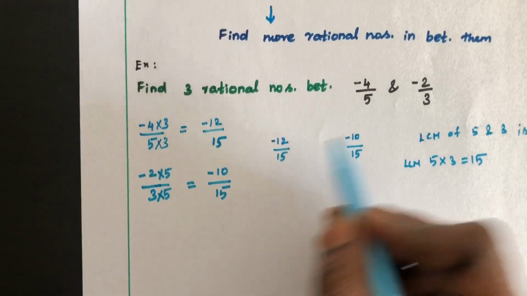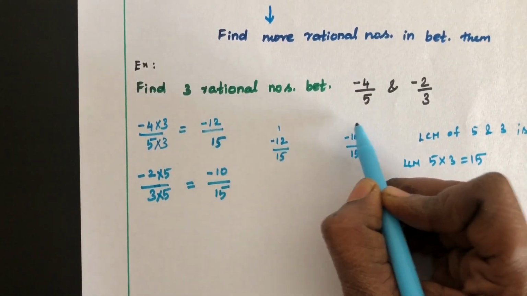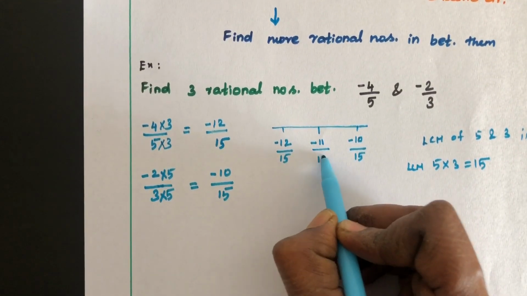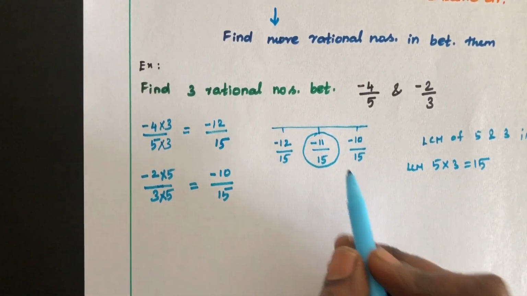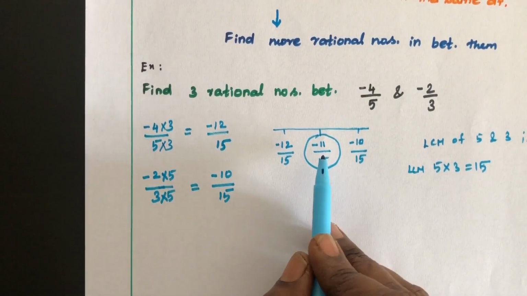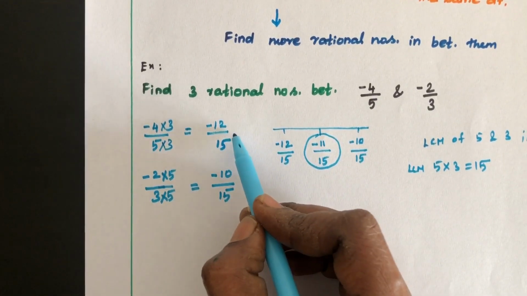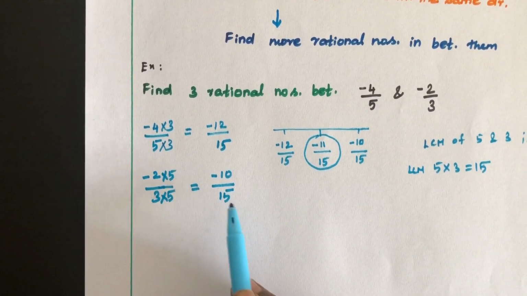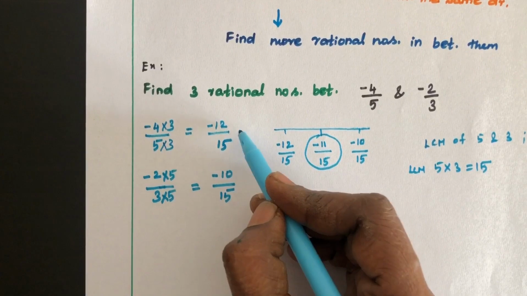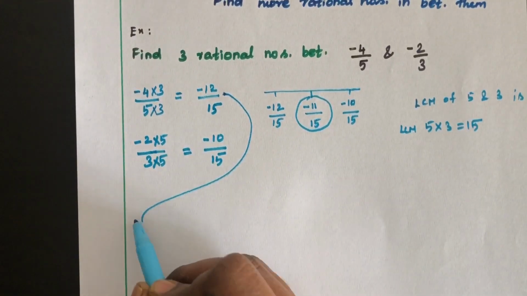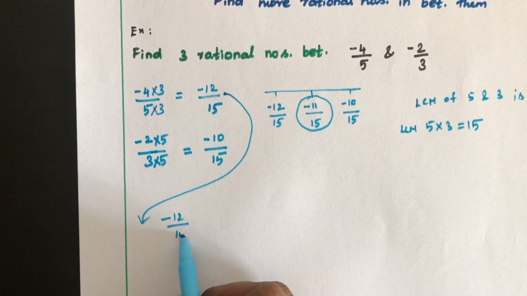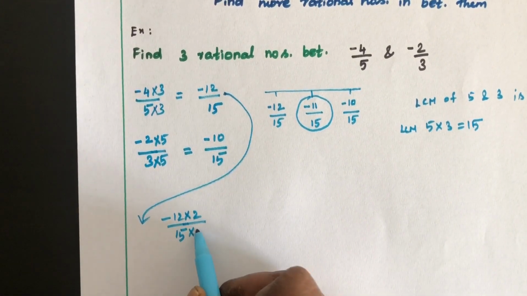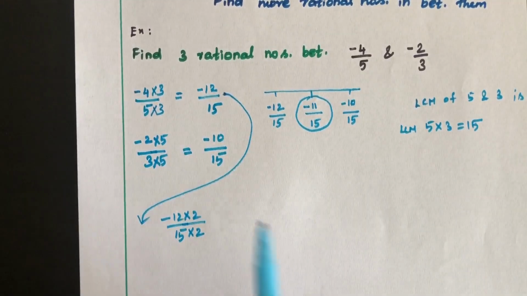two rational numbers. In between, how many rational numbers will come? Minus 11 by 15. So we can find only one rational number, but the question is to find three rational numbers. So for that, what do we need to do? No problem. Just find the equivalent fraction for both using the same denominator. With the same denominator, it will be easy. For this, what we need to do is take this minus 12 by 15 and multiply it with 2. Whatever number you want, you can multiply, just to make both the denominators equal.